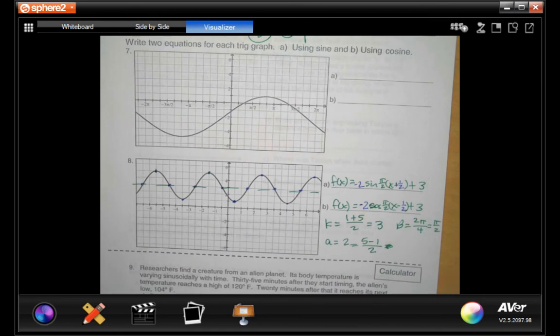So cosine, it's where it starts. If it's above the average, it's positive. If it's below the average, it's negative. Sine, it matters what direction you go when you leave that point. Positive if you're moving up, negative if you're moving down.